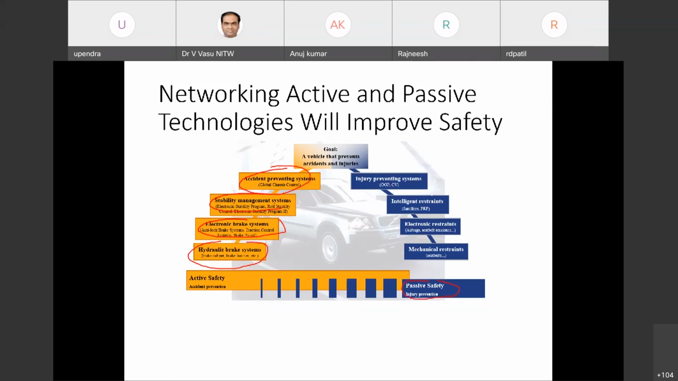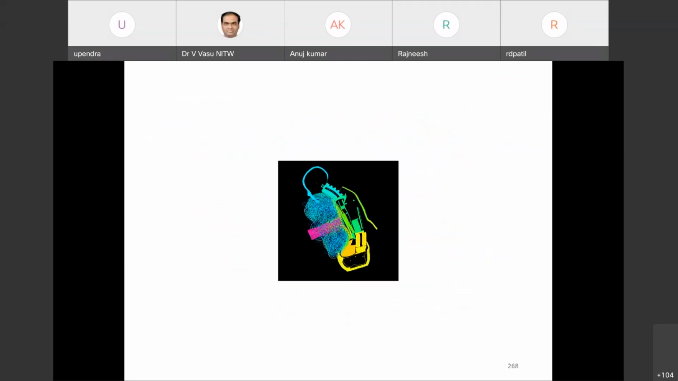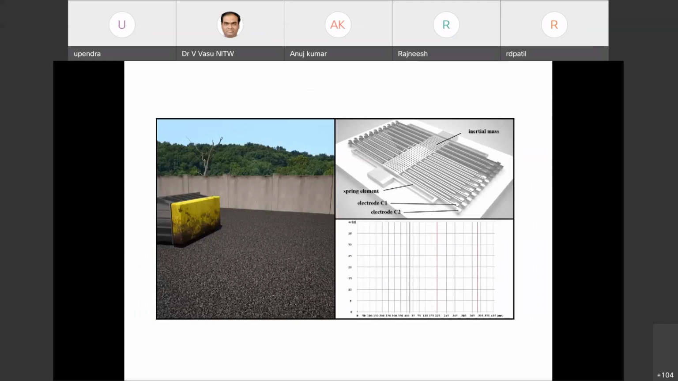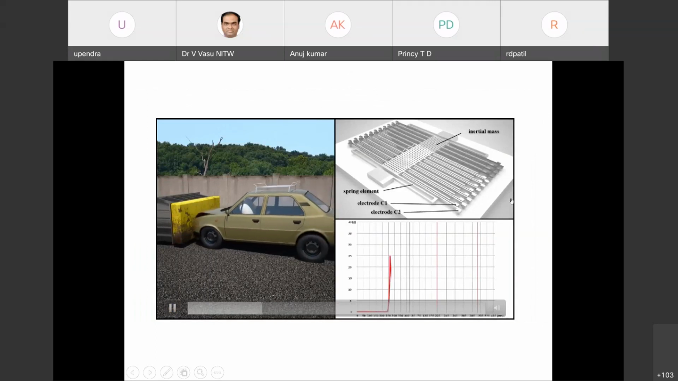The main thing used there is the airbags. The airbag's working principle mainly depends upon the MEMS accelerometer. In this MEMS accelerometer, this is how the airbag opening happens. In this animation you can see a comb-like structure, and this comb-like structure generates a change in capacitance of the plates.